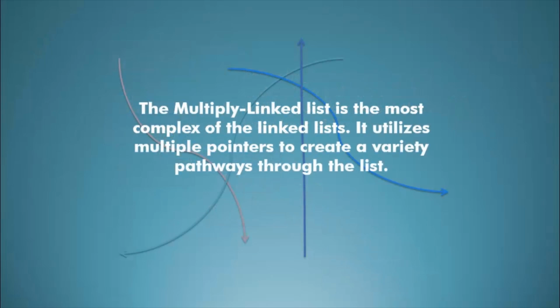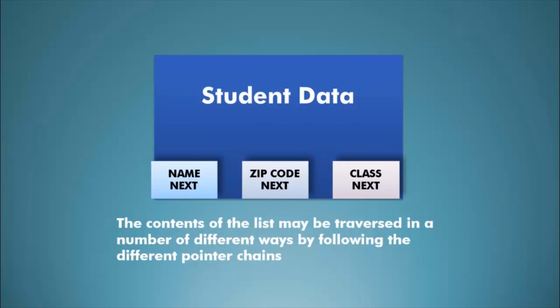We can go one step further with a multiply linked list, and that is a node that contains more than two pointers. And when we have something like this, this allows me to create a number of paths through the same list. Let's say I have a node called student data, which contains a bunch of information about my students. I could then have a pointer to the next alphabetical name in the list. And so I could quickly traverse my list alphabetically.